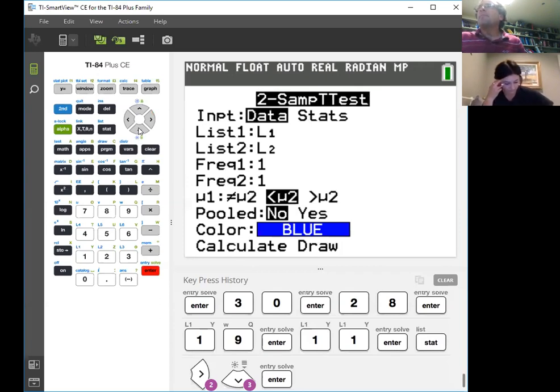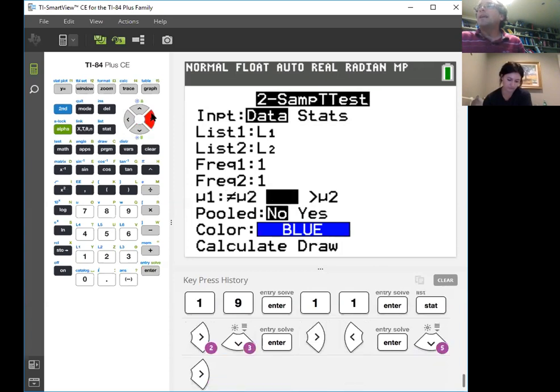Okay, so now the key here is we don't have stats, we have data. So you'd enter on data, and then it'll ask what's list 1 and list 2. List 1 is L1, list 2 is L2. If it doesn't say so, you need to type second 1 and second 2. The frequencies are 1, that's correct. And we want to find out if mu1 is greater than mu2. So I hit enter on the greater than mu2. Any questions on that?